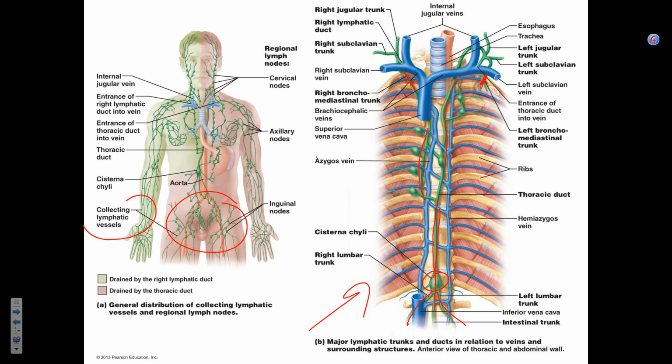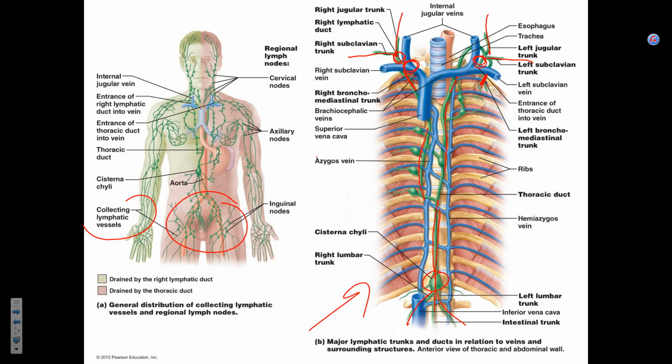Well, here is going to be the left bronchomediastinal trunk, okay? You can see jugular trunks that go from the head, subclavian trunks that go from the arms. Eventually, the ducts are going to be entering here. So you see the lymphatic duct here and the lymphatic duct here. I will tell you what you have to know for the anatomy. It's not going to be a lot. Okay?